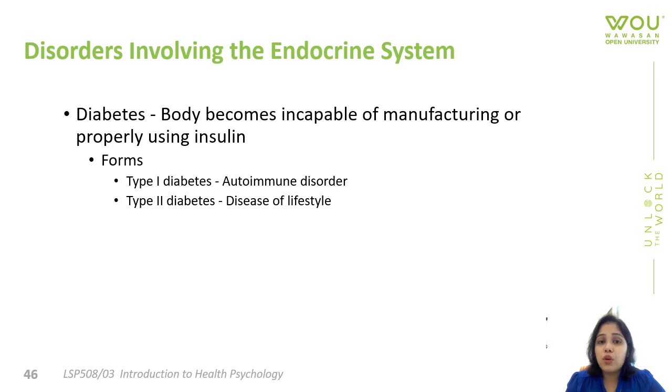Now, disorders involving the endocrine system, diabetes is one of them. The body becomes incapable of manufacturing or properly using insulin. So there are two types of diabetes, type 1 and type 2. Type 1 is an autoimmune disorder that is genetically predisposed, and then you've got type 2 diabetes, which is a result of lifestyle.